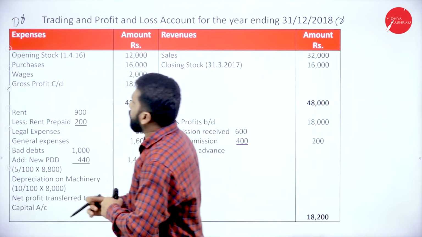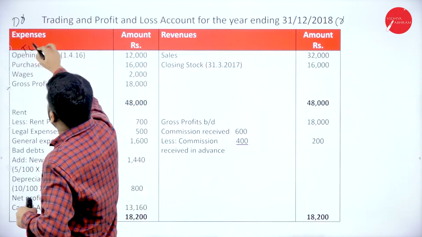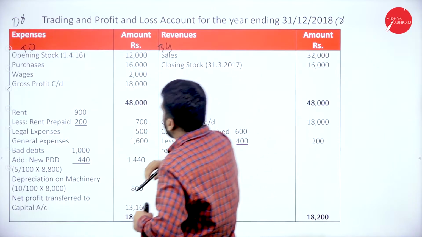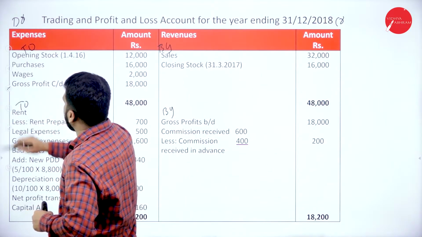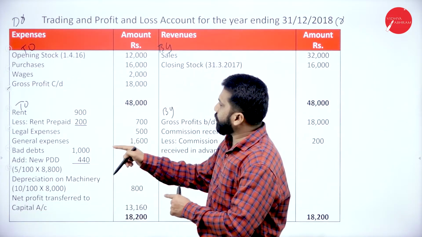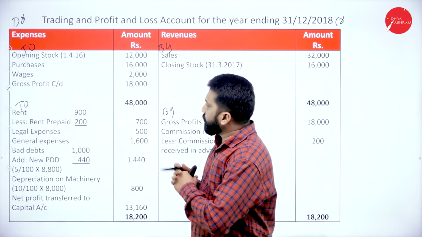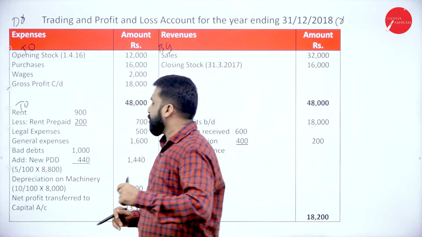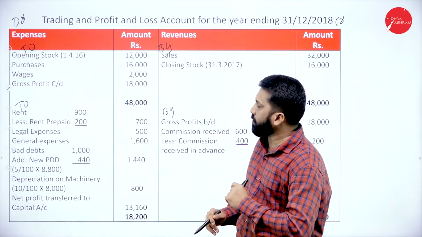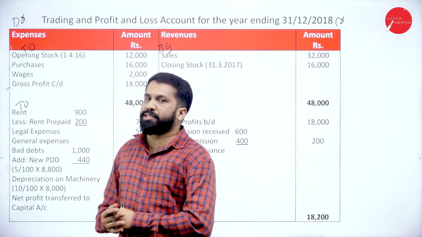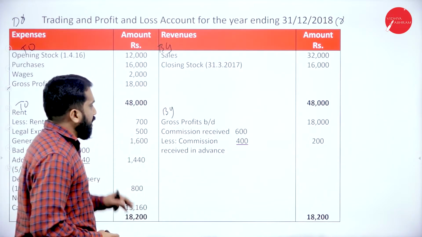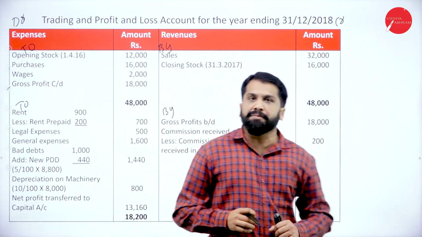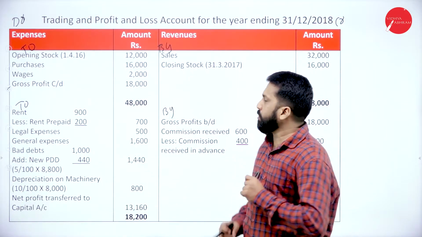Now, whatever comes under the debit side, you should write "To", and for the credit side you should write "By". To rent, to legal expenses, to general expenses, to bad debts, to depreciation on machinery, to net profit transfer to capital. Like this you are supposed to write. Now I'll go one by one. As I told you, first we will complete the trading account, then we'll come back to the profit and loss account.